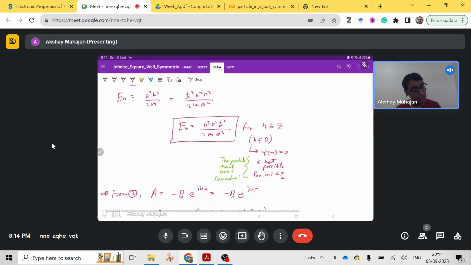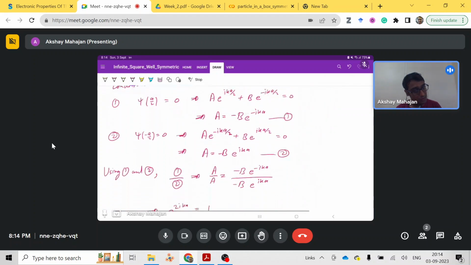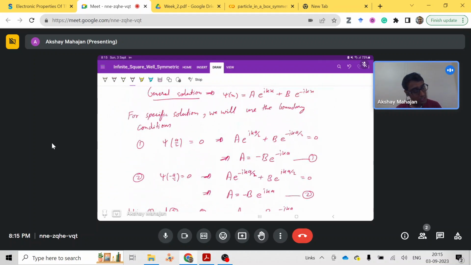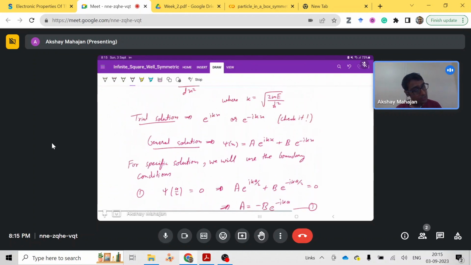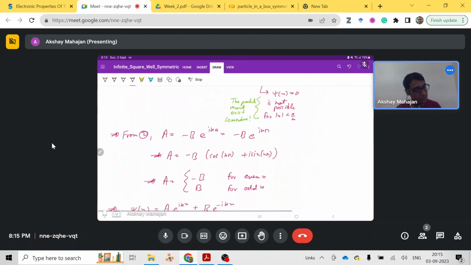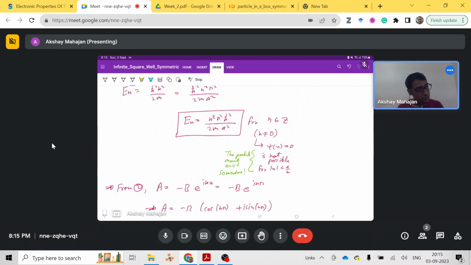Now here n cannot be equal to 0. You can see that for n equals 0, our k will be 0, and because k equals n pi by a, if k is 0 then A is equal to minus B. In our general solution, A e to the power iota kx plus B e to the power minus iota kx becomes A plus B, and B is minus A, so A minus A will be 0. So for n equals 0 we will have no wave function, so n equals 0 cannot be part of our solution. Psi(x) equals 0 is not possible.